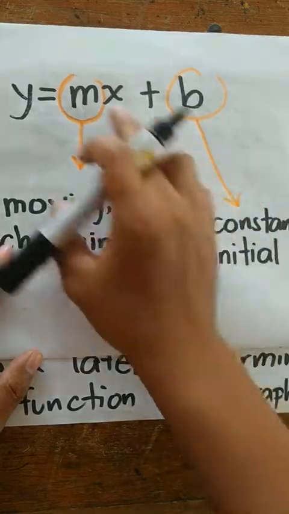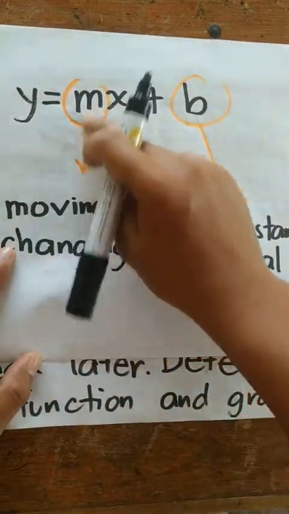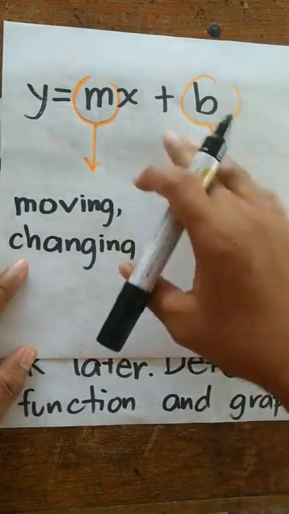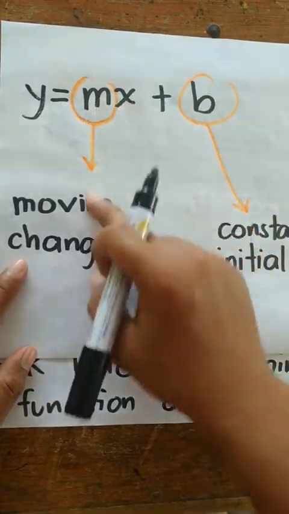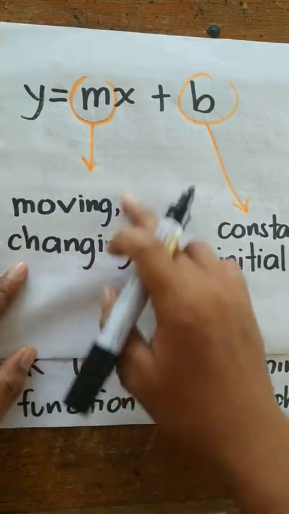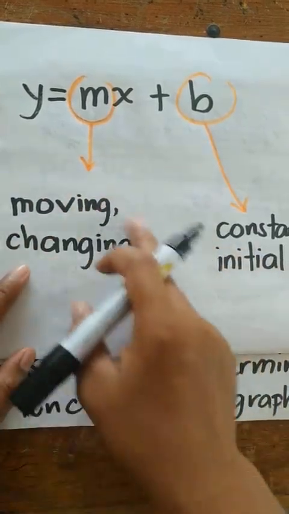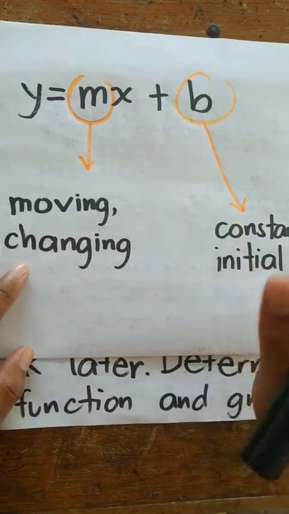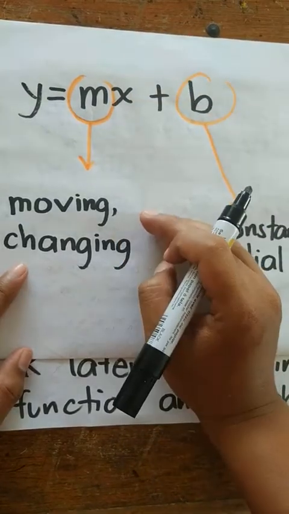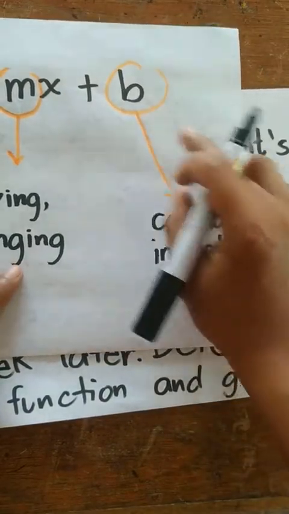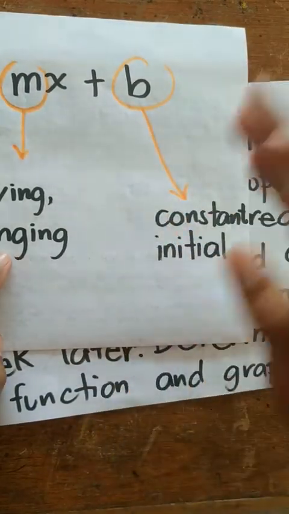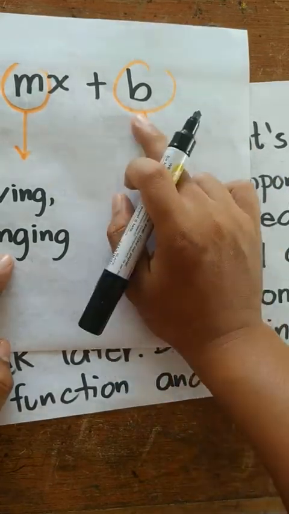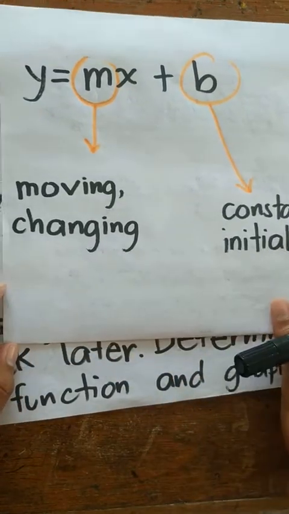Basically, in our slope-intercept form, when we talk about problem solving or word problems, our m would be the slope, so it would be moving or changing. That is your clue whether a particular number is a slope or not. If it is not moving, it is constant, and that would be the initial amount, your y-intercept or your b. So bear that in mind.